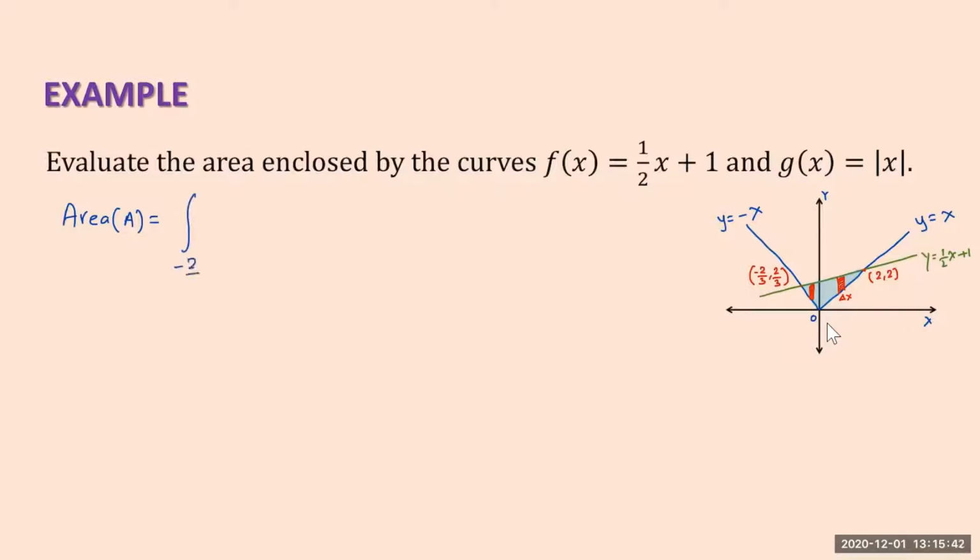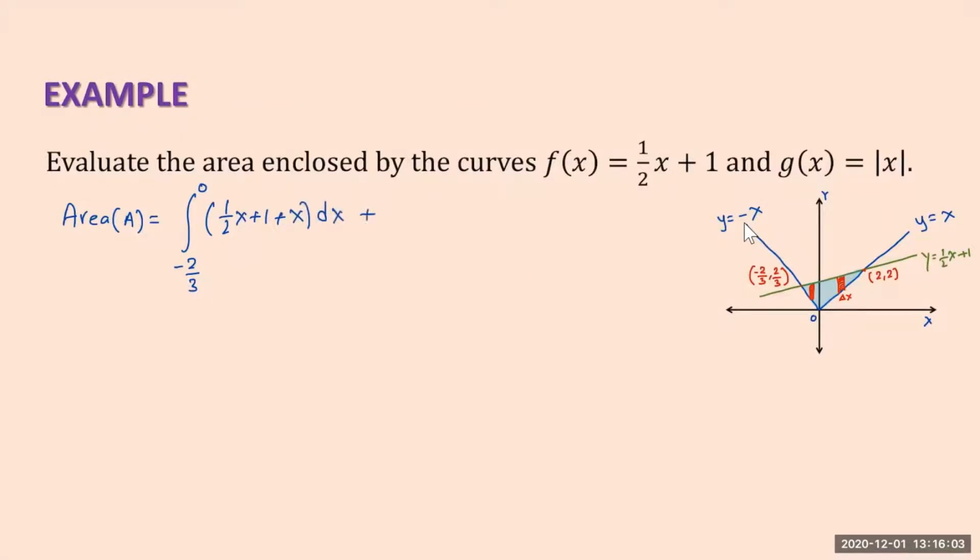Negative 2 over 3 up to 0. And for this reason, the upper function is half x plus 1, half x plus 1 minus the lower function. Here the lower function is y equal to negative x. We are subtracting a negative x, which is the same as adding x.